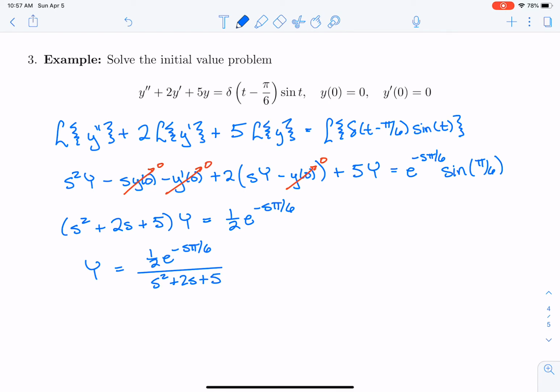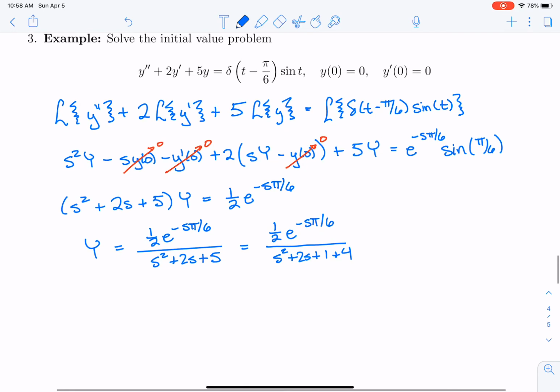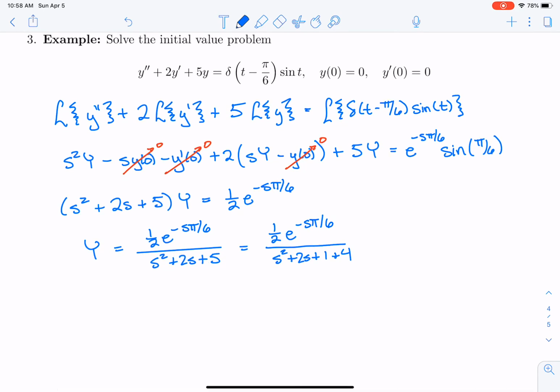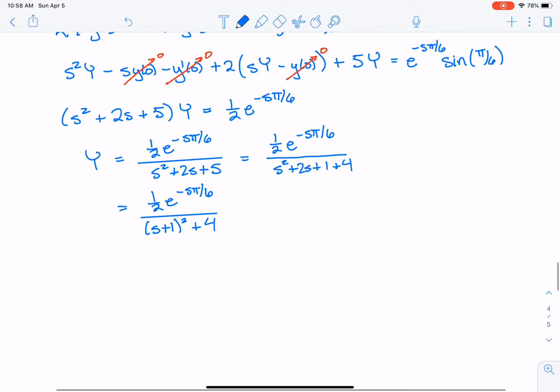Now, what's in the denominator is not something that I can factor, so I will have to complete the square. So I'm going to get s squared plus 2s plus 1 plus 4. That way, the s squared plus 2s plus 1 is a perfect square. So I'm going to get 1/2 e to the minus s pi over 6 divided by (s plus 1) squared plus 4.